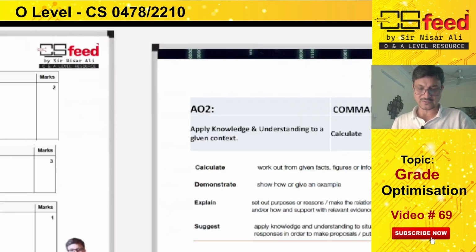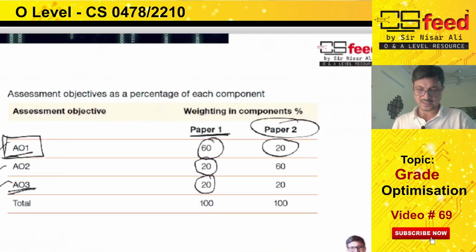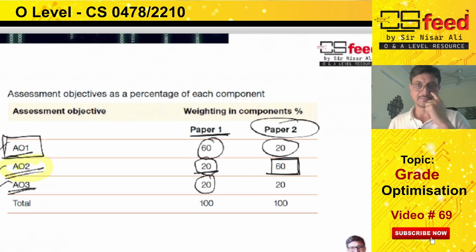Now coming to assessment objective 2. You can see here, paper 1 has 20% of the questions and paper 2 has 60% of the questions. Now this is important. In paper 2, you are going to apply the knowledge and understanding for more than half of your paper. That is why students usually think that paper 2 is a little difficult, a little challenging, because paper 2 is more on the application of knowledge. You're not reproducing. Only 20% of the questions in paper 2 are related to knowledge and understanding.